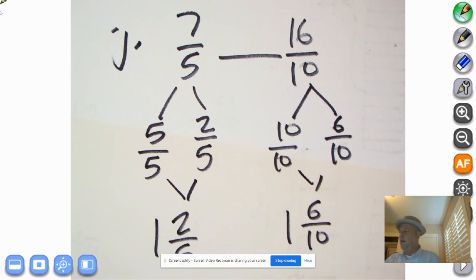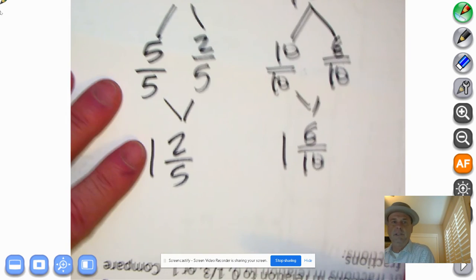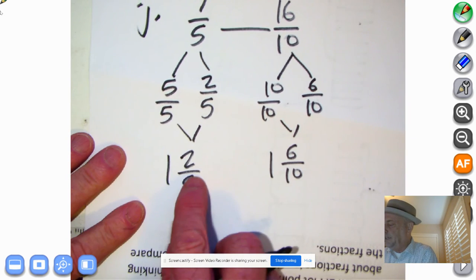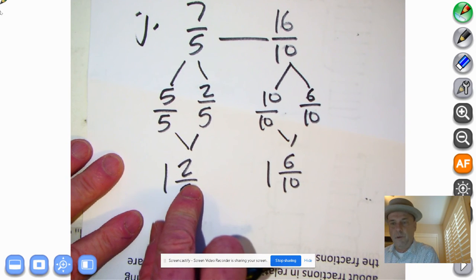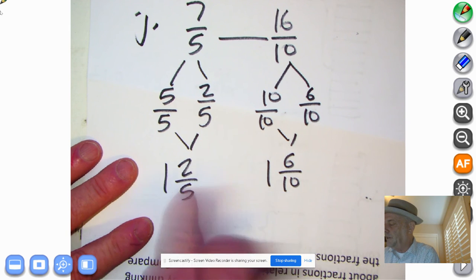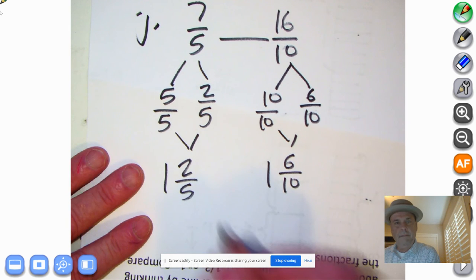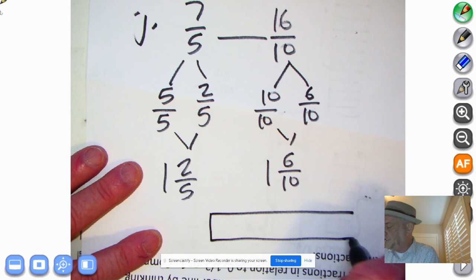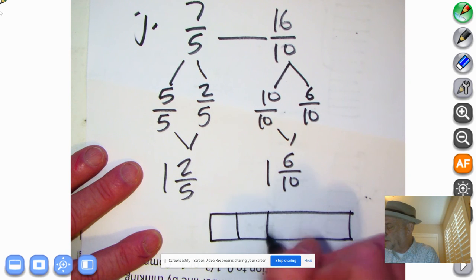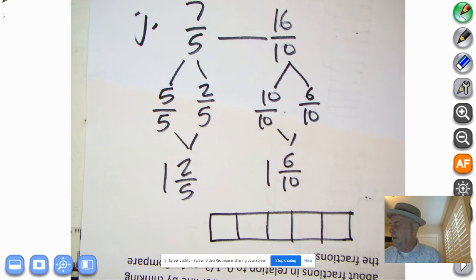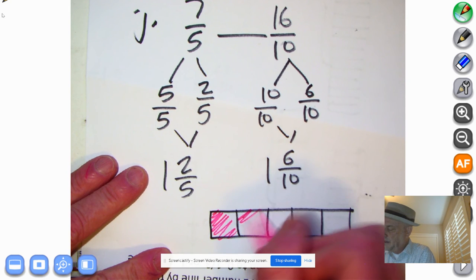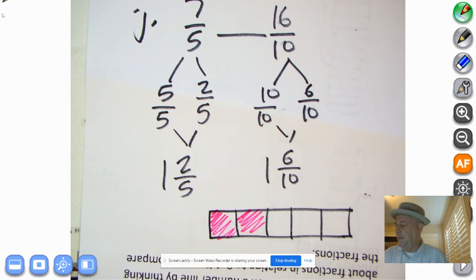What do you think is larger? 1 and 2 fifths or 1 and 6 tenths? Well, let's think about it. We have 3 fifths here to get to 2 and 4 tenths here. 3 fifths. You know what? I think it's time for a tape diagram just to double check on this one. Let's do the fifths first. 1, 2, 3, 4, and 5. And I'm going to color in 2 of these. You agree with me? That's 2 fifths right there.